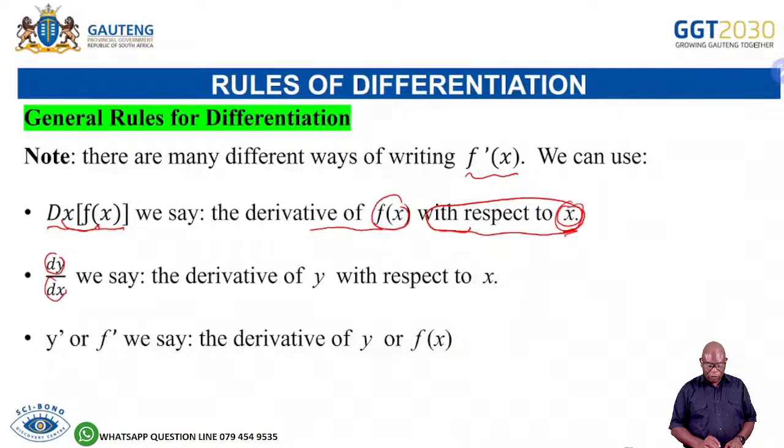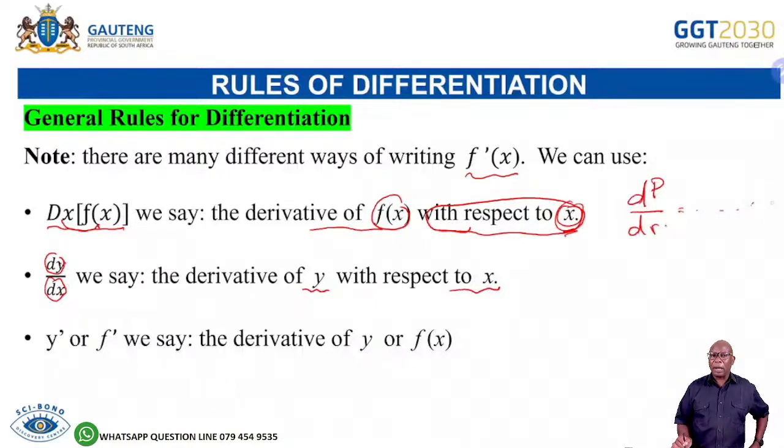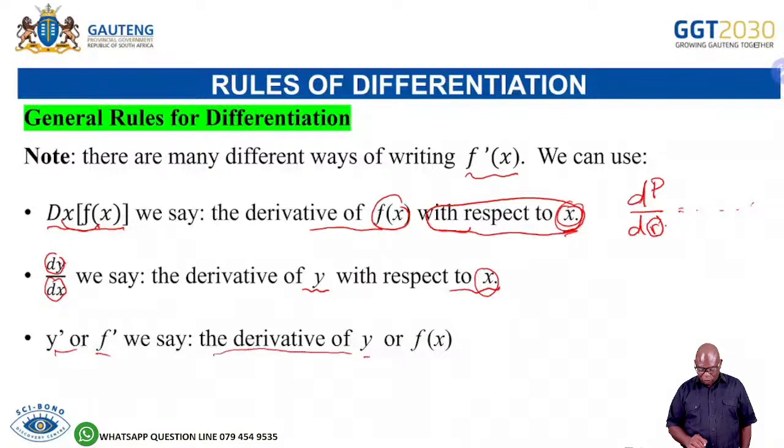We say this is the derivative of y with respect to x. Can you see? It's dy over dx. Sometimes you might find dp over dr. So meaning that in your equation there will be p, there will be r in your equation. So you're differentiating r in that case. So please make sure you understand this one. Those two we say is the derivative of y or the derivative of f of x. Okay, so this one is for the f and that one will be for the y.